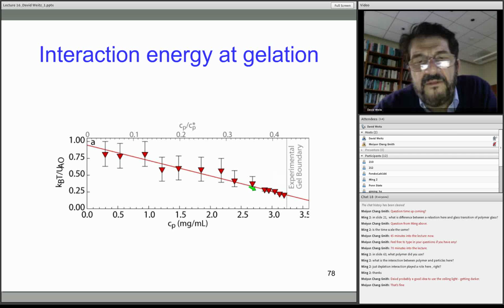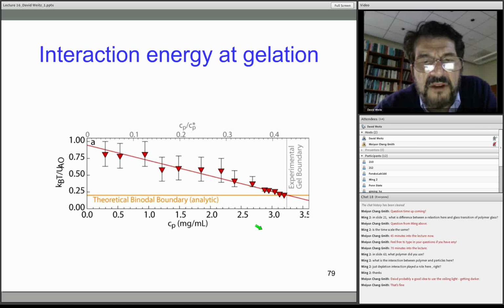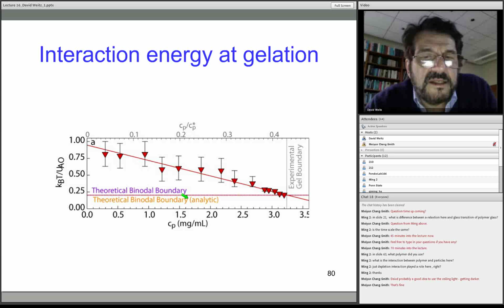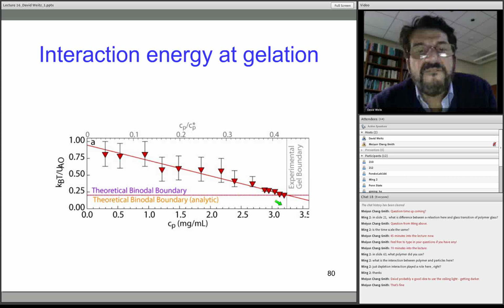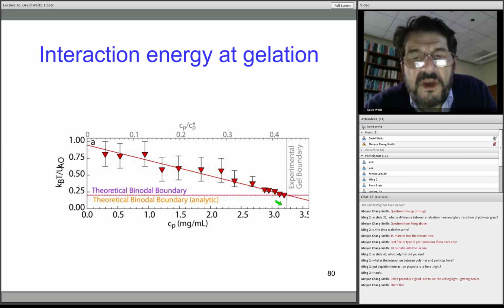At these lower values, it's fluid-like, and beyond this point, it's gel-like. You can compare that to both analytic and simulation calculations of where you get the binodal boundary, where you expect to see the beginning of the phase separation due to binodal. And what you see is exactly where it gels is exactly where the binodal point comes.